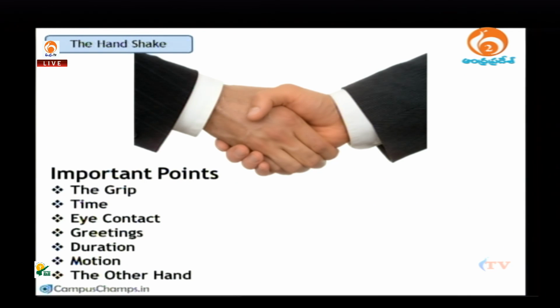This is the important point in terms of the grip. The grip has to be equivalent to the other person's strength. The time should be appropriate. If you are coming out of a washroom, if you are eating food, you don't need to shake hand. It's not necessary. Eye contact, you need to look into the person's eyes when you shake hand. You should always greet that person, good morning, good afternoon, good evening, whatever it is. The duration should be 3 to 4 seconds max.